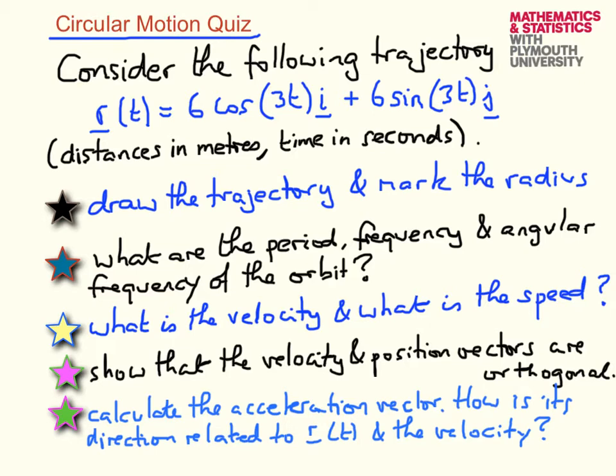So what I would like you to do is to write this down and then on paper with a pen try to draw the trajectory here, mark the radius of the orbit, to work out what the period, frequency and angular frequency of the orbit are, to calculate the velocity of the particle following this trajectory and to work out what its speed is, to show that the velocity vector and the position vector are orthogonal, they're at right angles to each other, and then finally to calculate the acceleration vector and to see how its direction is related to the position vector and the velocity vector.